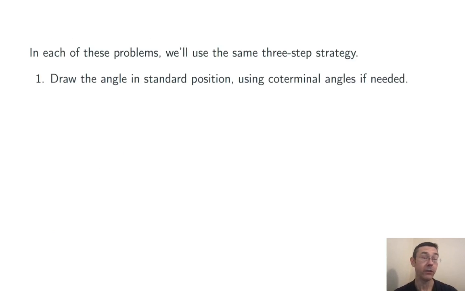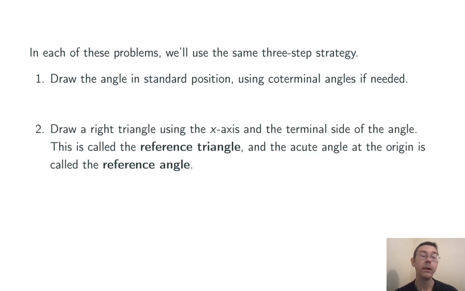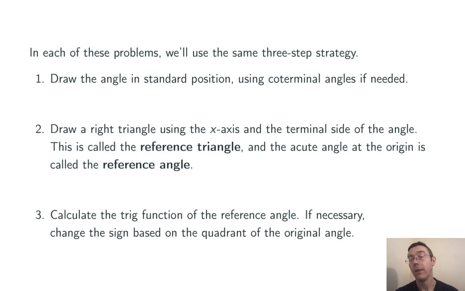First, draw the angle in standard position using coterminal angles if needed. Then, draw a right triangle using the x-axis and the terminal side of that angle. That's called the reference triangle, and the acute angle at the origin is called the reference angle. Then we'll compute the trig function of the reference angle just using right triangle trigonometry.